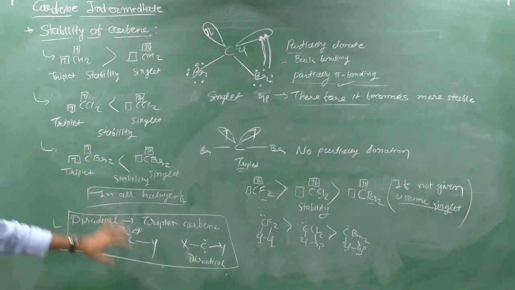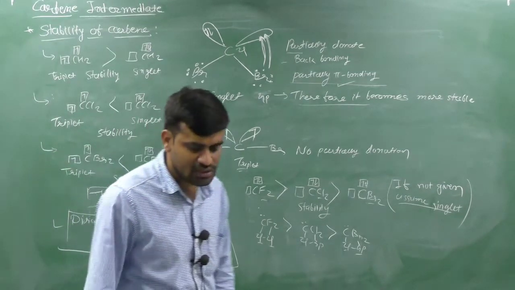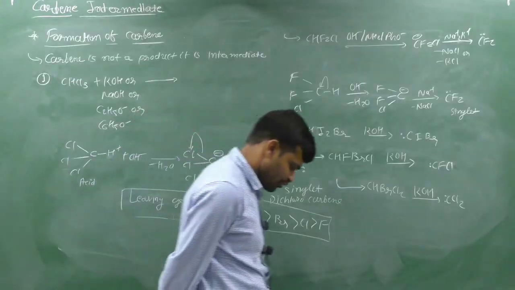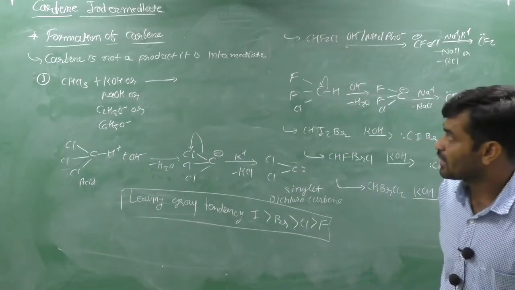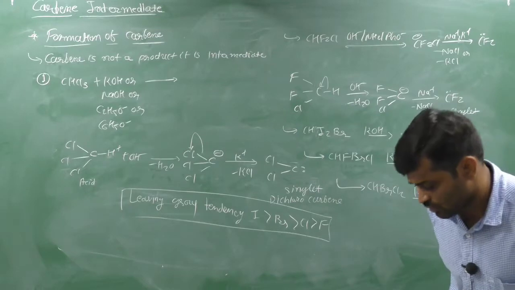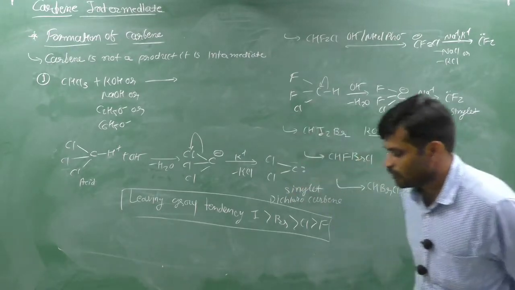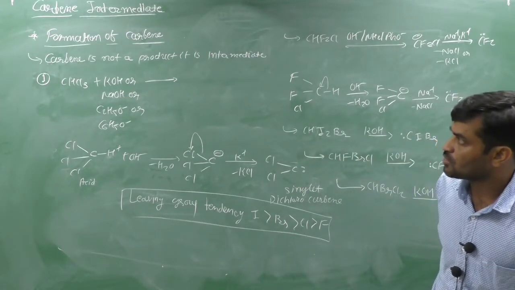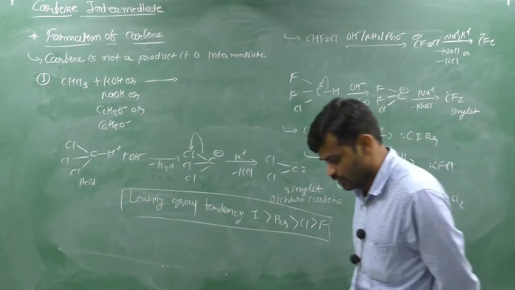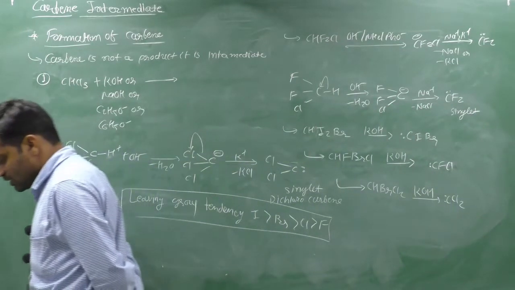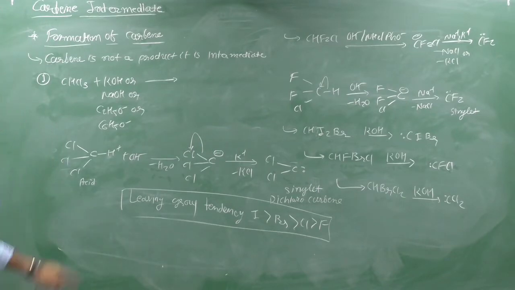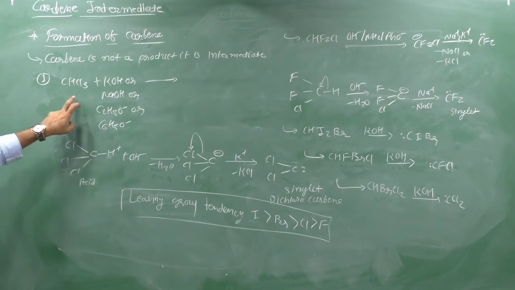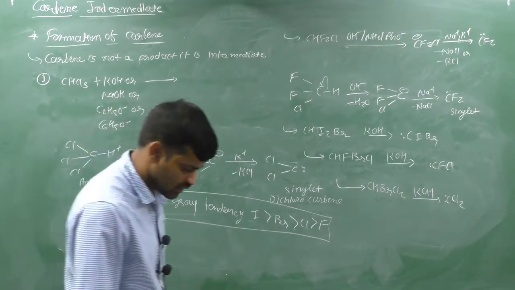So remember that. Now we can think about the generation of carbenes. First of all, remember that carbene is not a product, it is an intermediate which has a very short life. It is generated with the help of generally 3 types of reaction. First of all, we can think about reactions like acid and base.